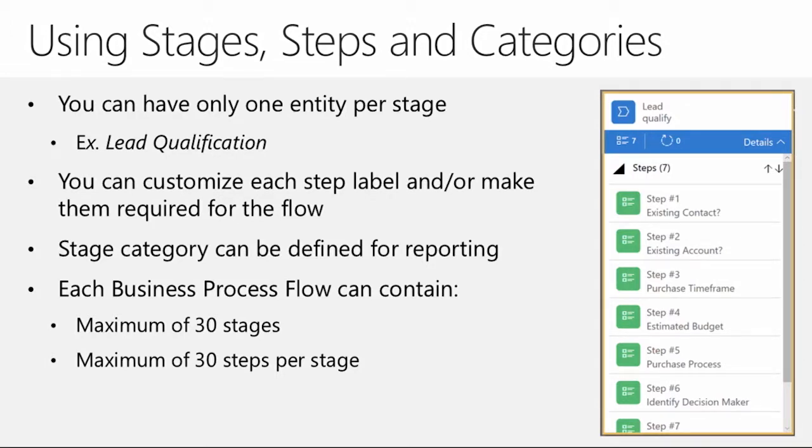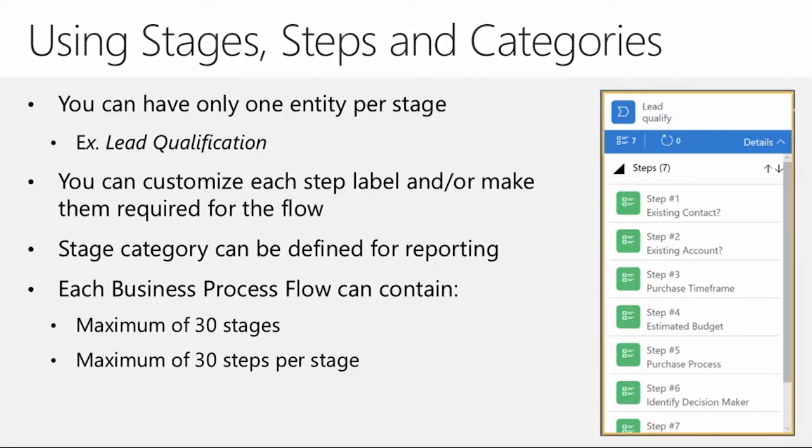Now, a couple of things you do need to remember when you start talking about these different stages, steps, and items is that a business process flow can have a maximum of 30 stages, and each one of those stages can have a maximum of 30 steps. That seems like a lot, and in a lot of cases, particularly from a stage perspective, 30 stages is a lot of stages. However, when you start thinking about the steps and what people might be doing, it is sometimes easy to get through that process fairly quickly.